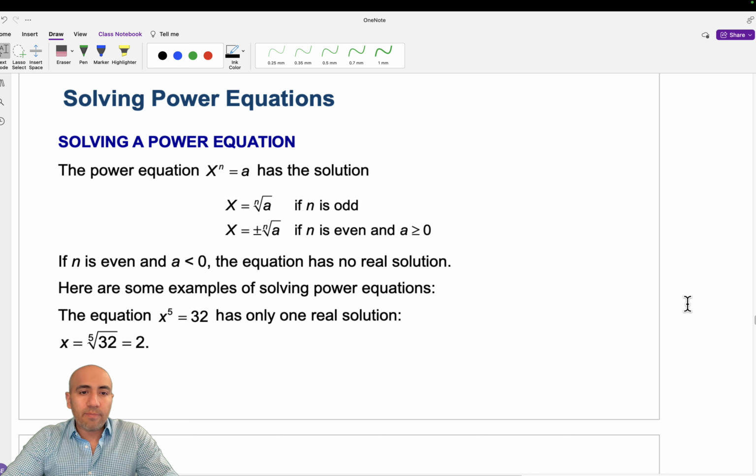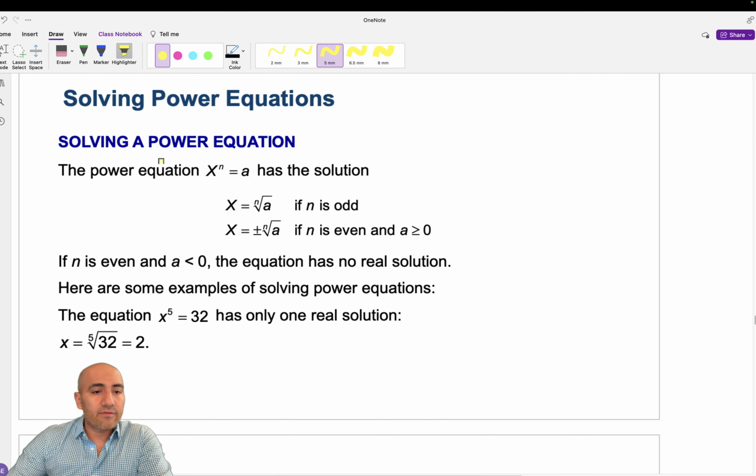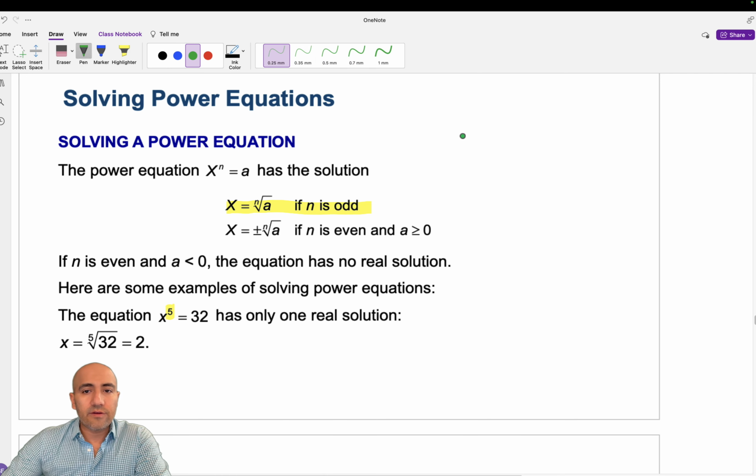So if we have x to the power of 5, notice that this is a case where n is odd. So n is odd, so it fits this form. To solve it, we take the 5th root of both sides. So if we have x to the power of 5 equal to 32, we're going to take the nth root, the 5th root of both sides.